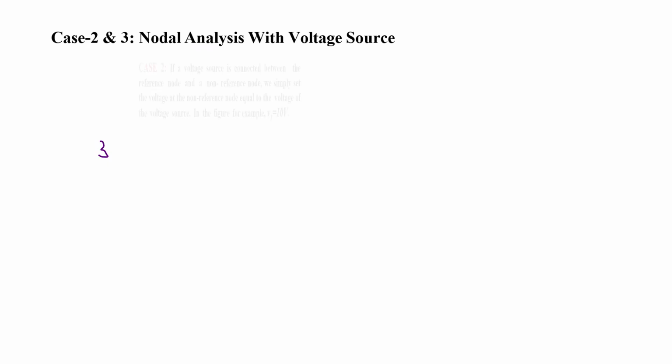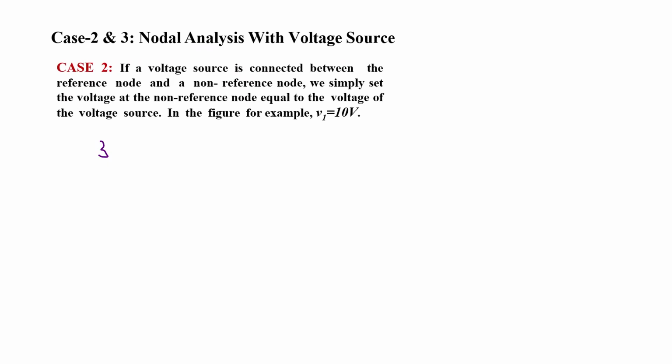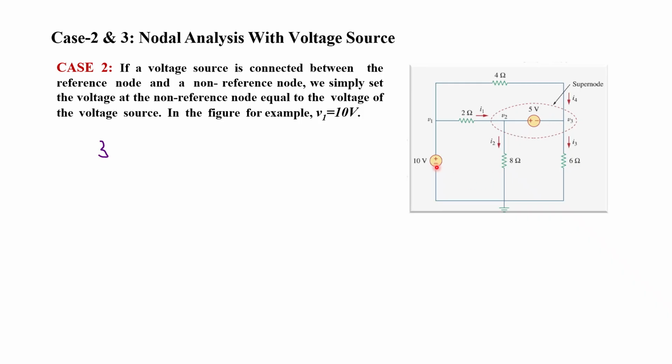Next are case 2 and 3. Case 2: when a voltage source is connected between the reference node and a non-reference node, the voltage at the non-reference node is equal to the voltage of the voltage source directly, which is evident from the figure. Here, this 10 volt source is connected between the reference node and non-reference node 1. So directly V1 equals 10 volts.